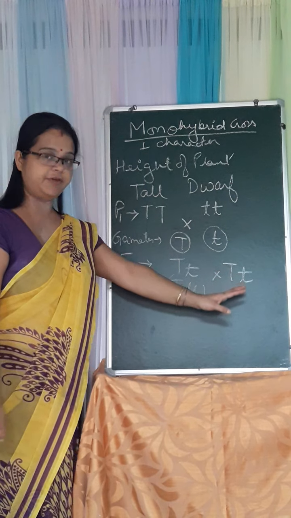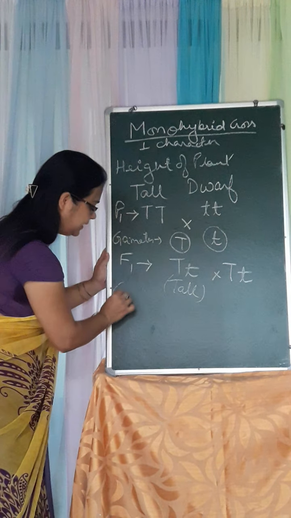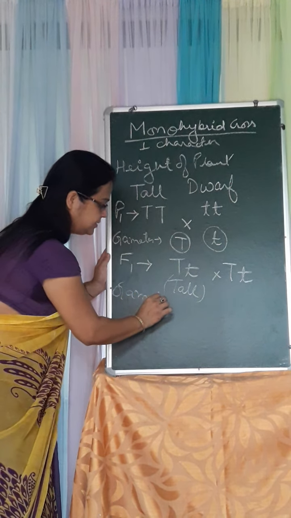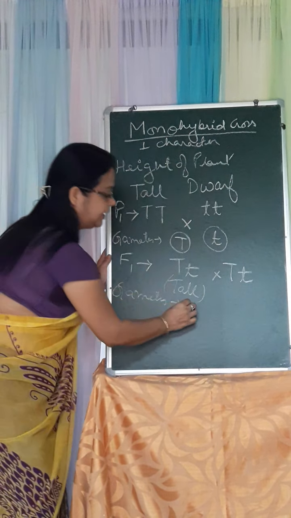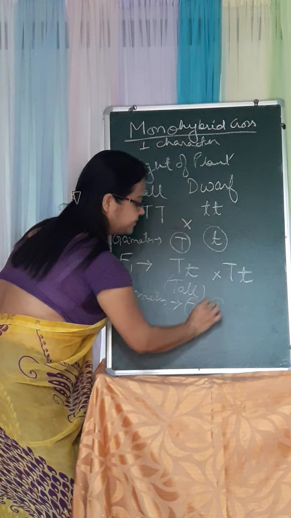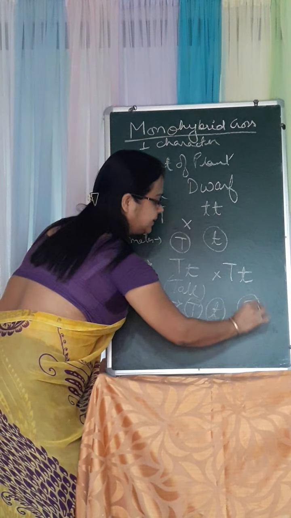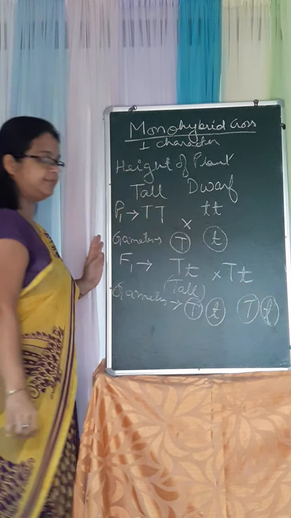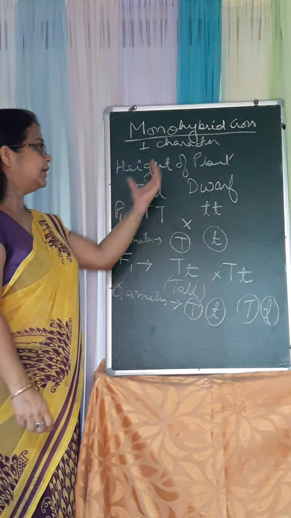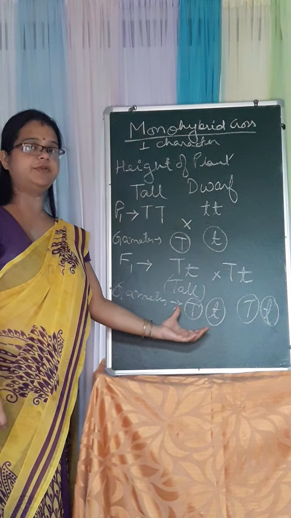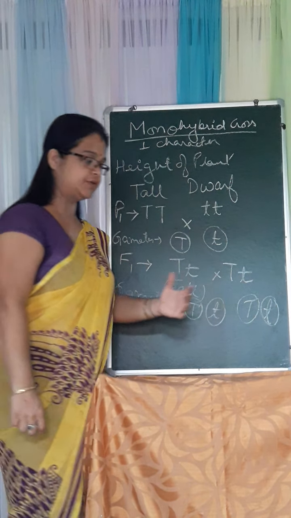When selfing is done, what happens? We again get the gametes. What will be the gametes? From this parent, capital T, small t. Again from this parent, capital T, small t. Got it? So we are getting 4 types of gametes. This is the initial step of Mendel's monohybrid cross.